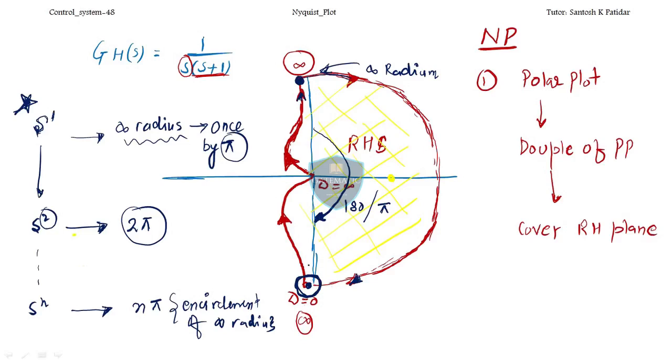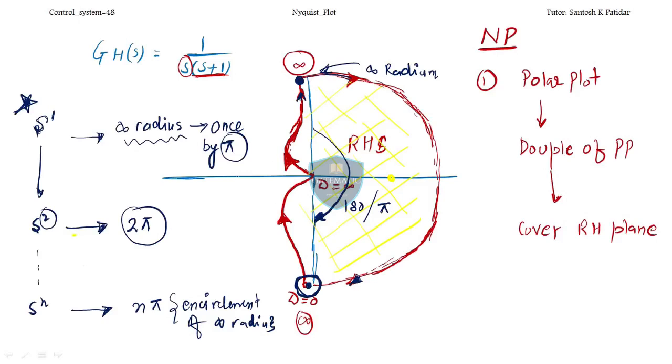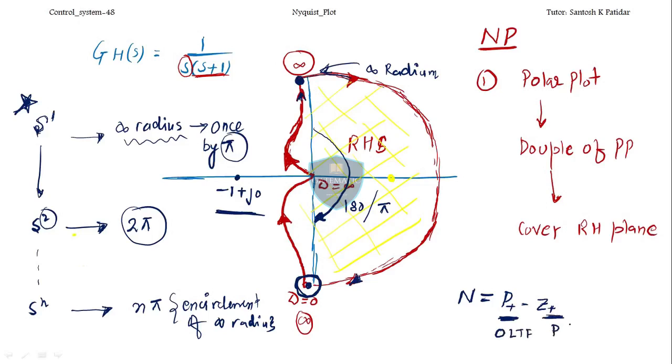Okay, now I'll come to the question, so the things will be clear to you. One more thing: where is the stability? For the stability, we will always check the encirclement of minus 1 plus j0, isn't it? Because we have seen, for the stability we apply the formula N equal to P plus minus Z plus. This P plus is clear now: P plus is nothing but the poles of the open loop transfer function in the RH plane. Z plus is nothing but the poles of the closed loop transfer function in the RH of S plane. And this N is the encirclement of minus 1 plus j0, the encirclement of this point. Later we'll discuss the encirclement properly.